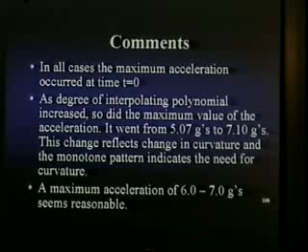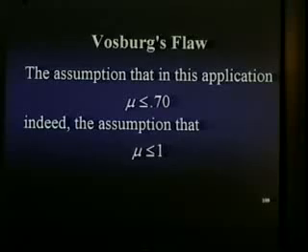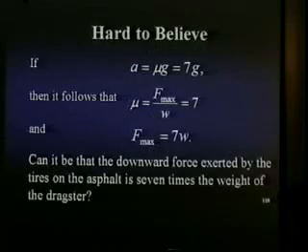In all cases, the maximum acceleration occurred at time t equal to 0, right at the start. As the degree of interpolating polynomial went up, we put more curvature into the model, we got as high as 7. What should we expect to be reasonable? I don't know. Somewhere between 6 and 7 seems reasonable to me. Now, Mossberg's flaw, the assumption that in this application mu is less than or equal to 0.7. Indeed, we have to question in some sense, as Roger Huntington led to, is the coefficient of friction less than or equal to 1? We're going to accept that model. We're not going to throw that model away yet.